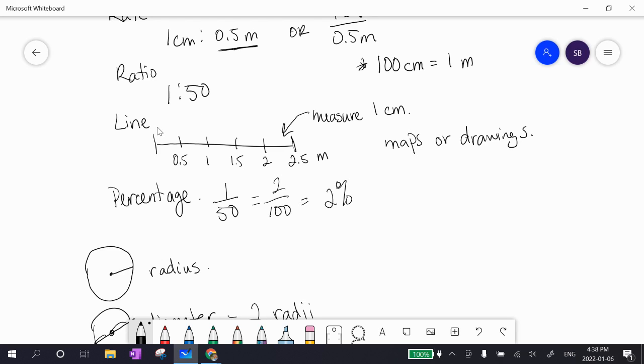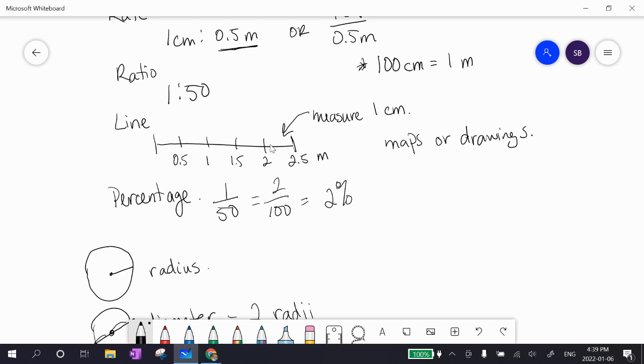We could also make a line. So we draw a line. Each one of these is worth 1 centimeter if we were to measure it. And then I write 0.5, 1, 1.5, 2. Each one of those is 0.5 of a meter, and then I put meters over here on the side. This is especially useful for maps and drawings.